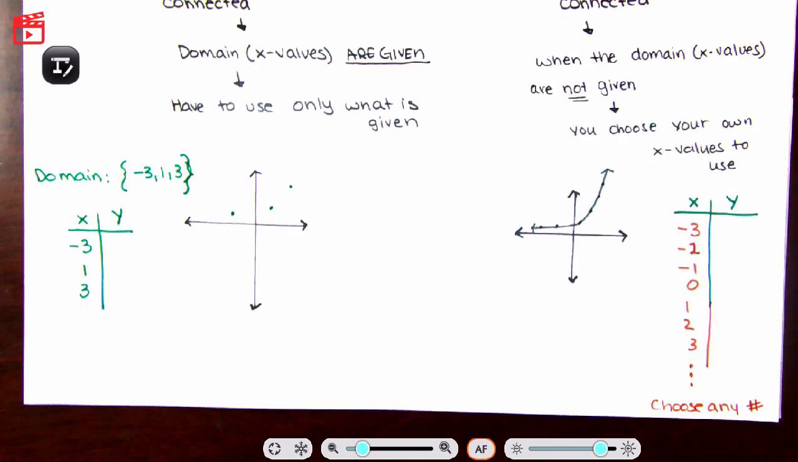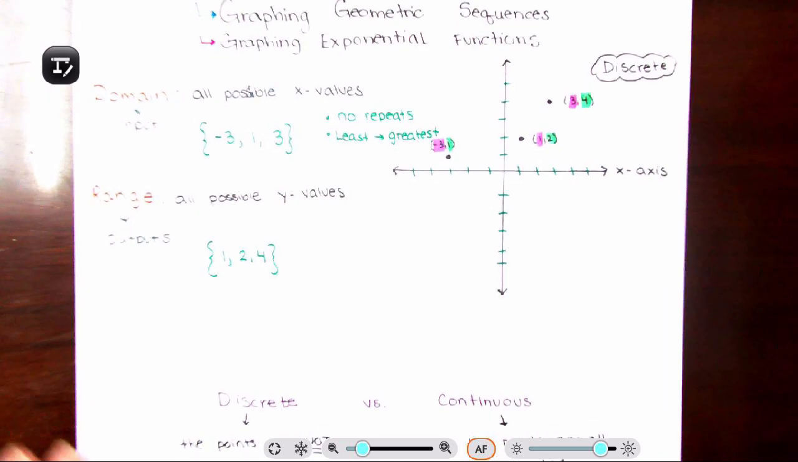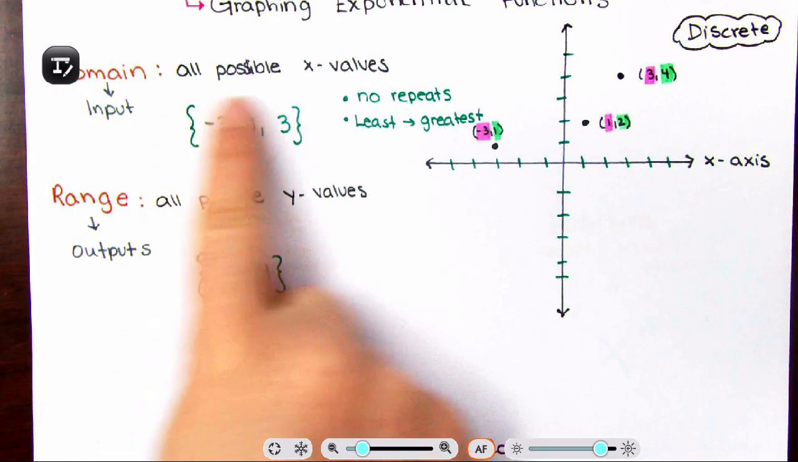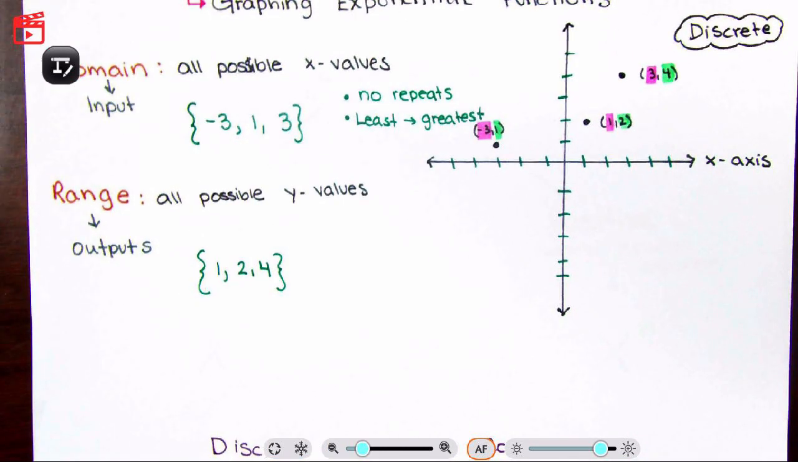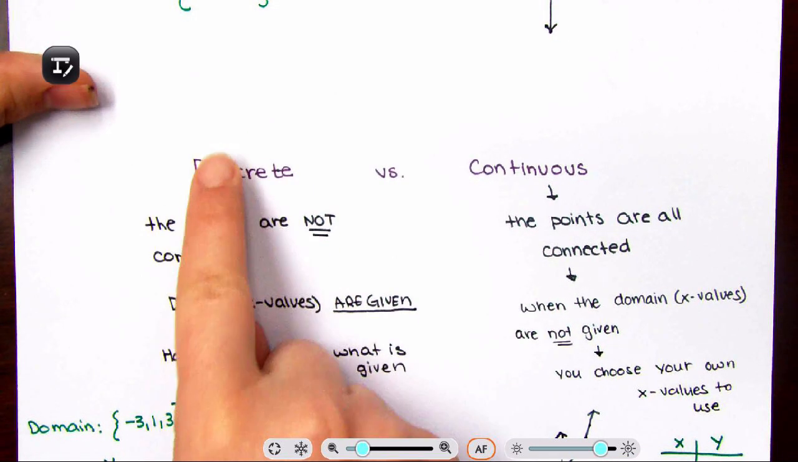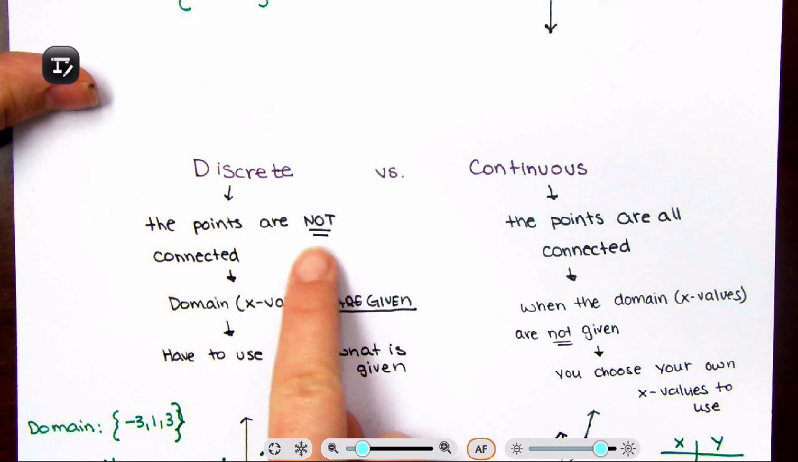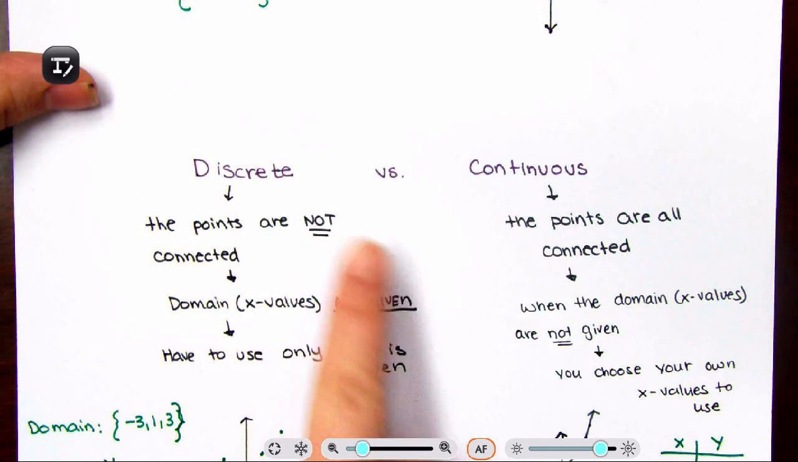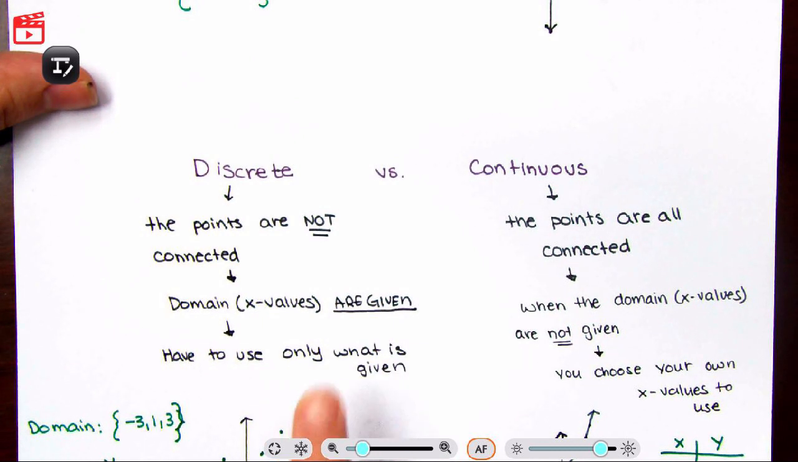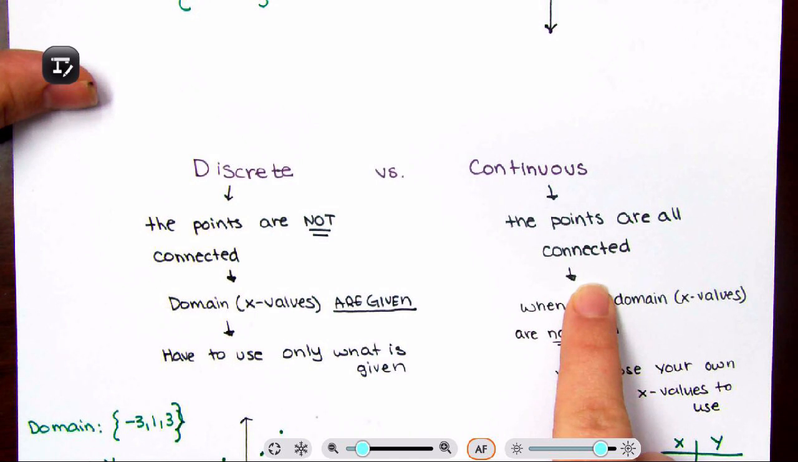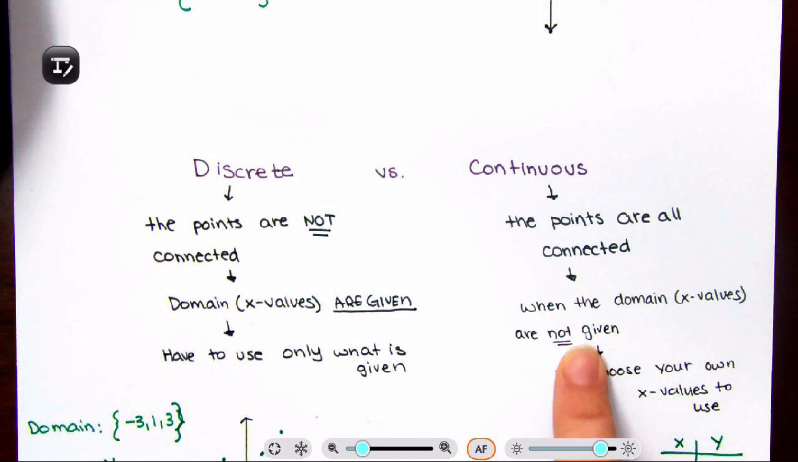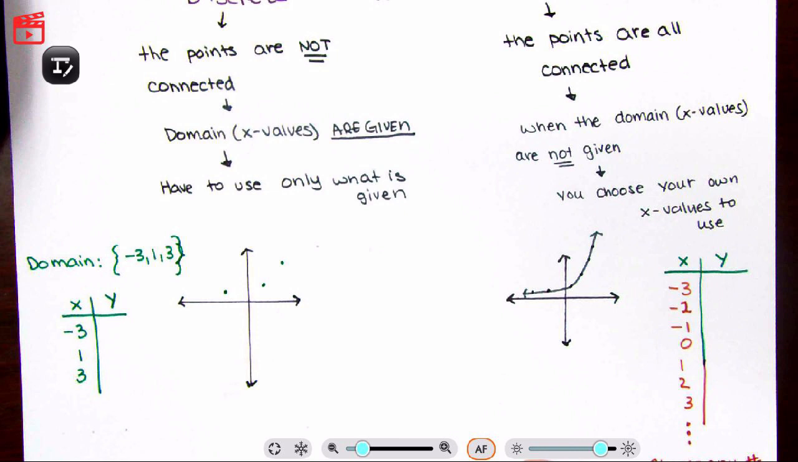Okay, so let's go ahead and do a quick recap. For domain, let me zoom in. For domain, it is all of the possible x values. So if they give you the domain, that is a discrete graph. The points are not connected. The domain is given, and you only get to use what is given. For continuous, the points are all connected. The domain values are not given, and you get to choose whatever numbers you want, and then you get to connect those points.